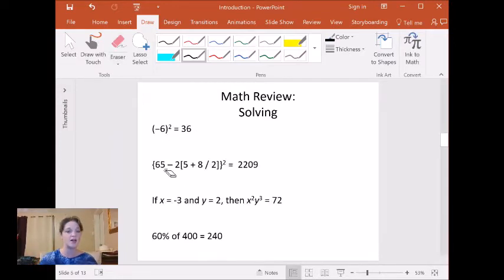So here we have exponents, squaring. To refresh your memory, whenever you're squaring, it's like you're taking the number and multiplying it by itself. So -6 squared is just -6 times -6. And we know that 6 times 6 is 36, or we could plug it into a calculator, to get that -6 times -6 is 36.